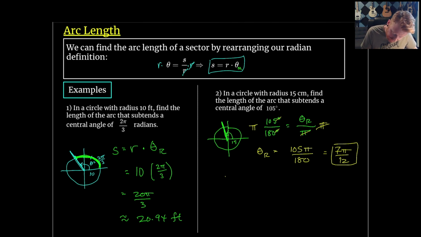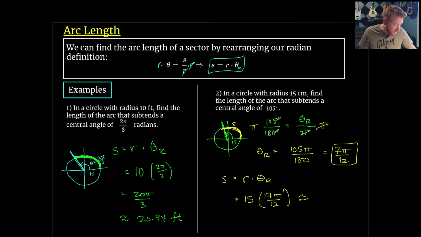We're going to get that this distance here, S, is equal to the radius times the radian measure. Here the radius is 15. The radian measure is 7 pi over 12. If we multiply those together, we should get that it is about 27.49, and here we did centimeters.